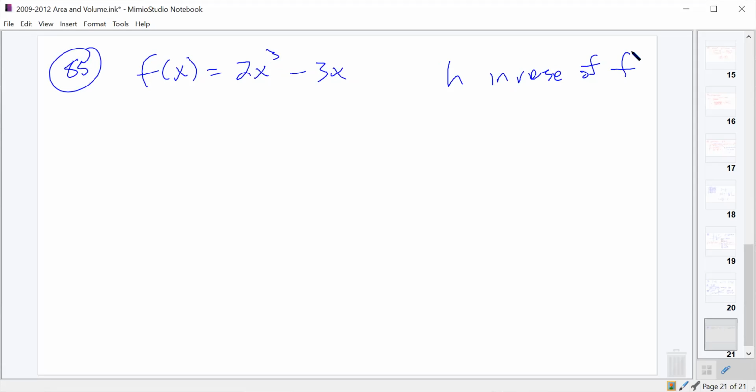So if f of x is this, then we should be able to find its derivative pretty easily. F prime should be 6x squared minus 3. And according to the inverse rule, that means that h prime should be 1 over 6x squared minus 3.